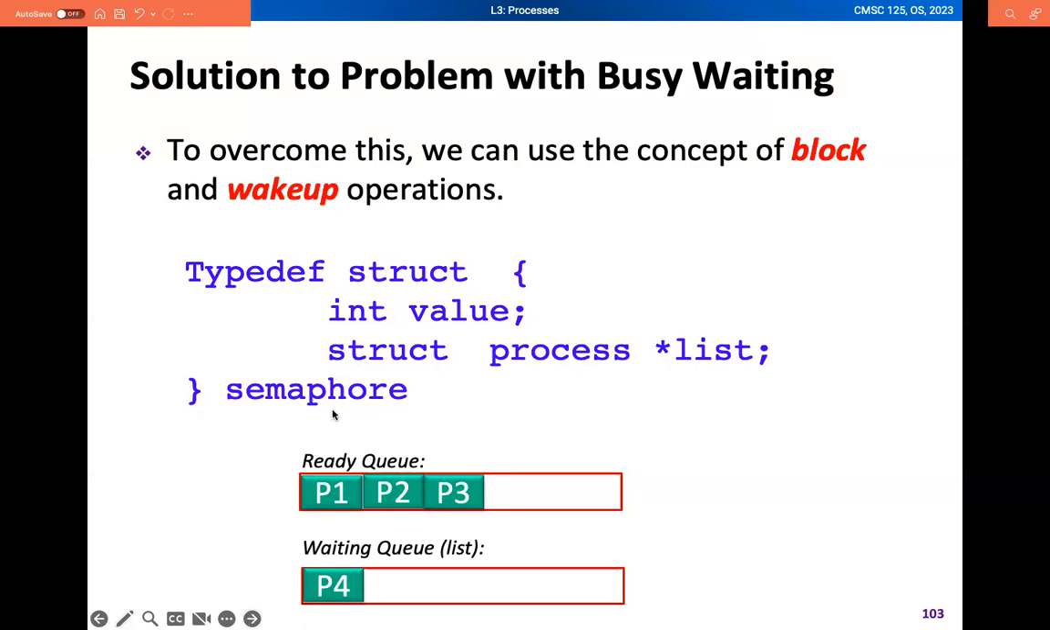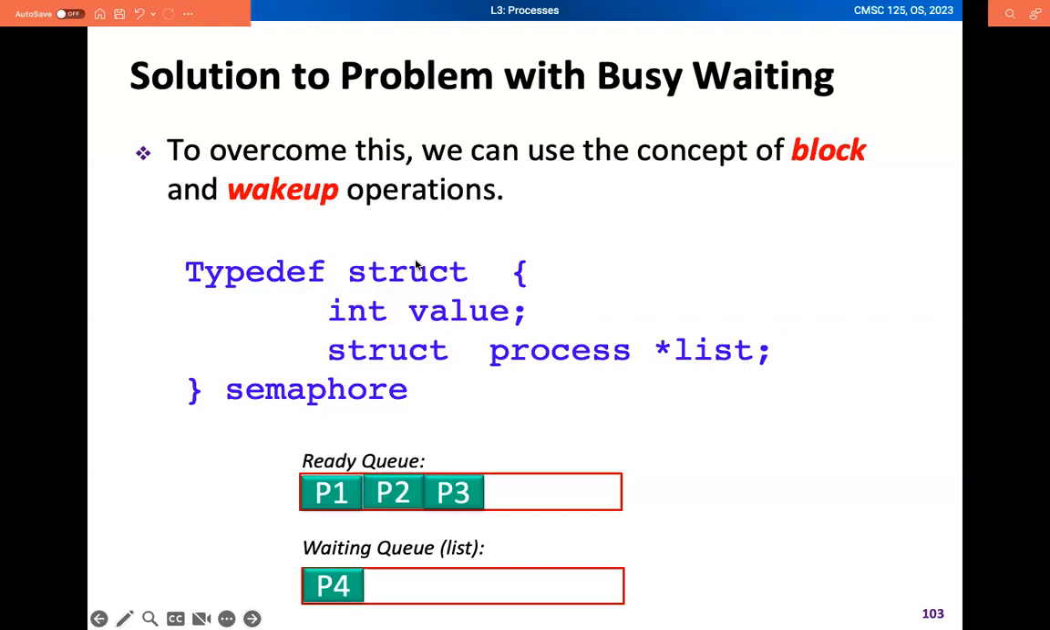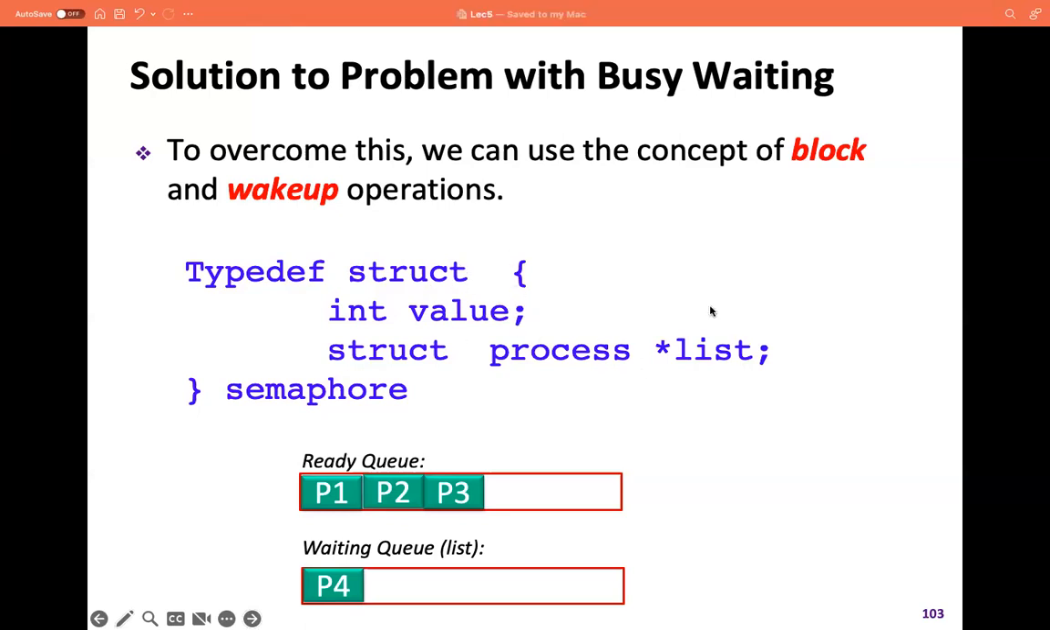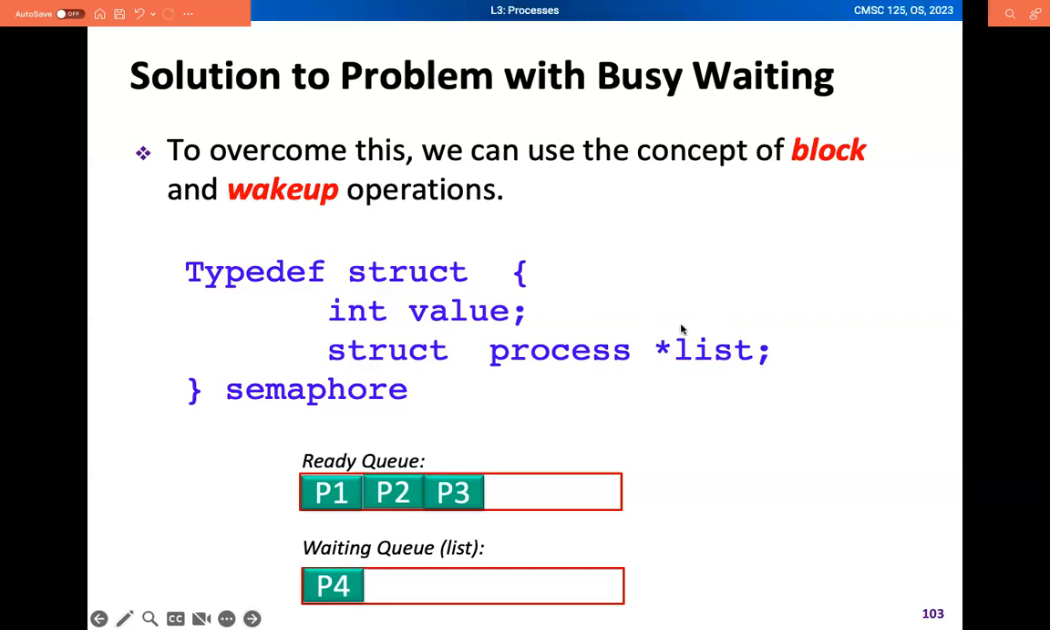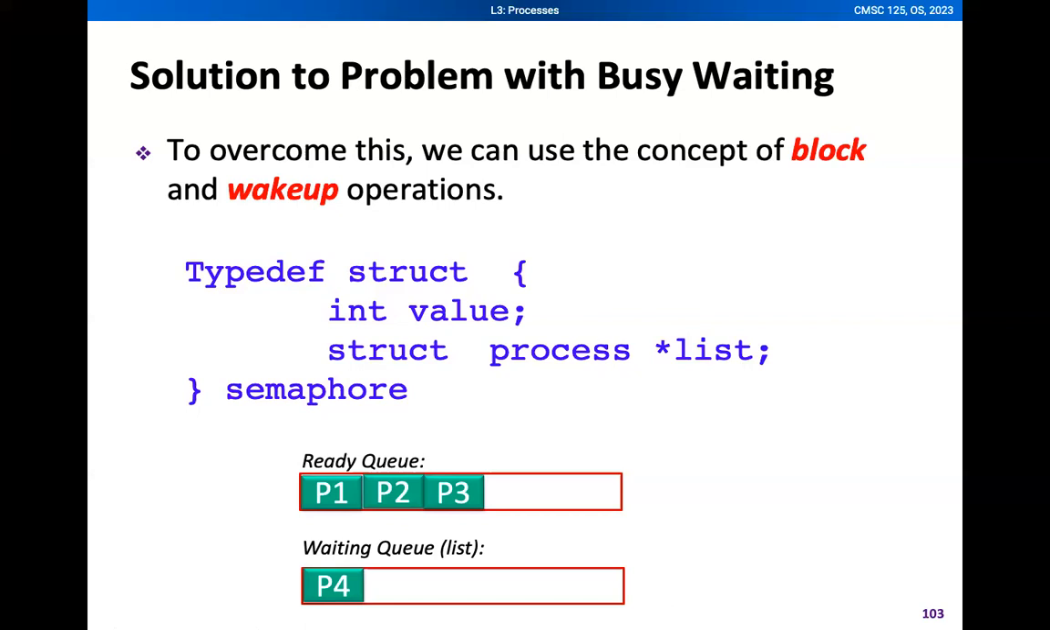So we have a struct here, assuming it is implemented in C. We have a struct semaphore that has these two attributes: value, which is the value of the semaphore, so how many resources there are, and list, which refers to the waiting list that is associated with the semaphore.